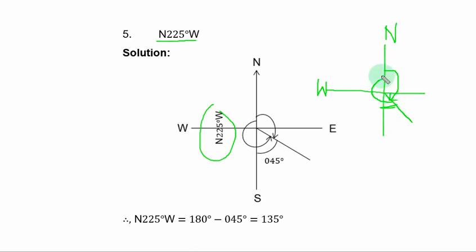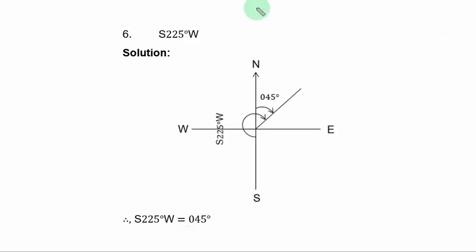Remember, from here to here, 90, to this place, 180, to get 225, here is 045 degrees. To get the required angle, you have to subtract this part, 045 degrees, from 180 degrees, and that is 135 degrees.